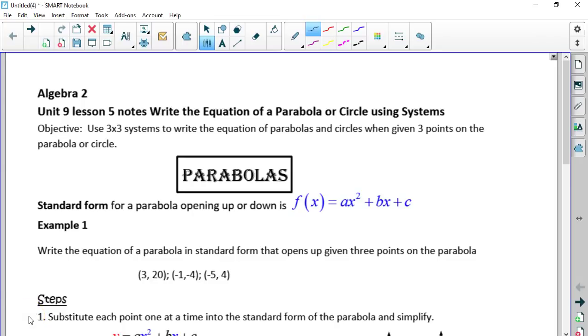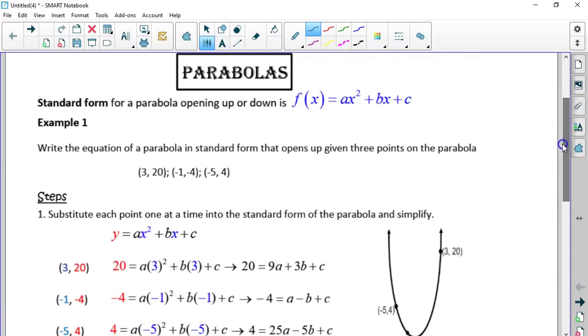Find the equation of a parabola or a circle using systems of equations. So we're going to take a 3 by 3 system to write the equation of parabolas and circles when given 3 points on either shape. So first off, parabolas. Standard form for a parabola, opening up or down, is ax squared plus bx plus c. We've done this many times this year.